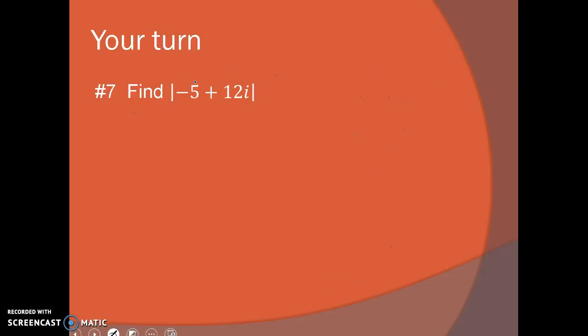Let's find this one. What is the absolute value of -5 plus 12i? Well, it might be helpful to understand what's going on to graph this. In the real direction, I'm at -5: 1, 2, 3, 4, 5. And in the imaginary direction, I'm going to go up 12: 1, 2, 3, 4, 5, 6, 7, 8, 9, 10, 11, 12. So I'm at -5 and 12. That's this point right here. I want to know, what is that distance?